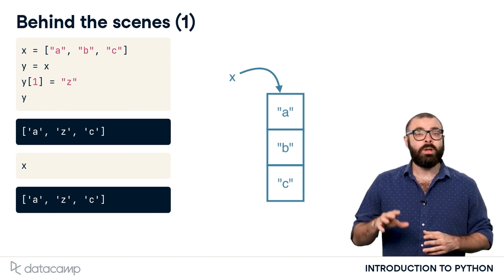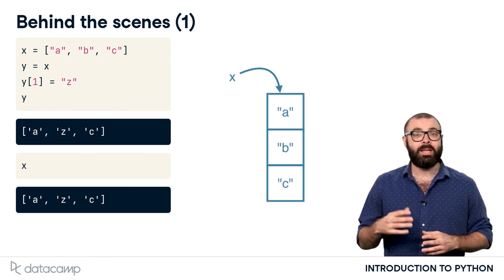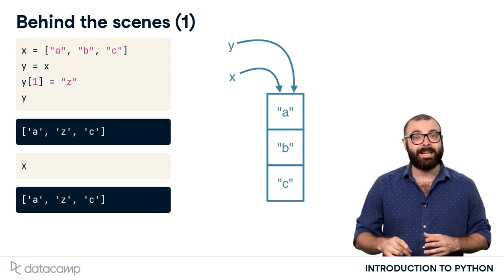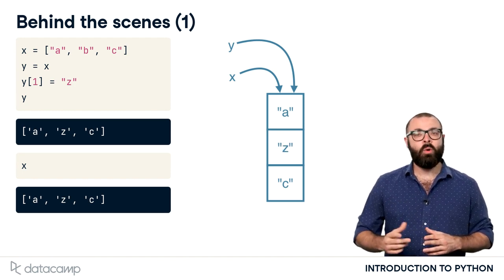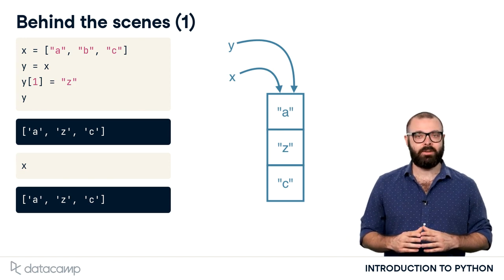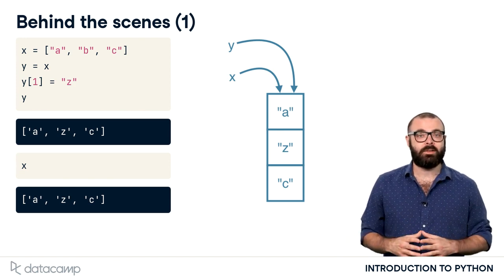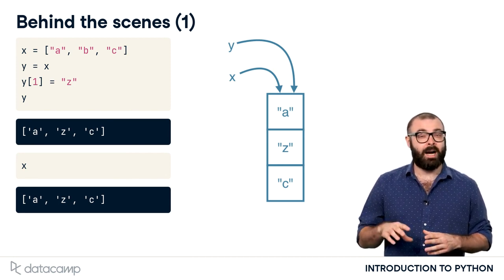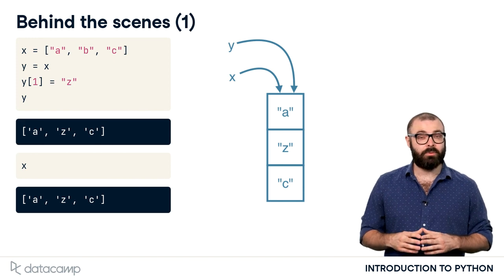That's because when you copied X to Y with the equals sign, you copied the reference to the list, not the actual values themselves. When you're updating an element in the list, it's one and the same list in the computer memory you're changing. Both X and Y point to this list, so the update is visible from both variables.